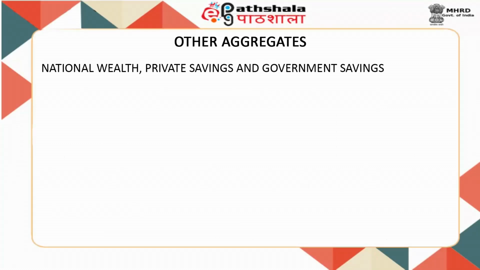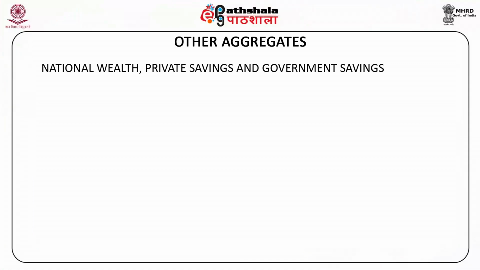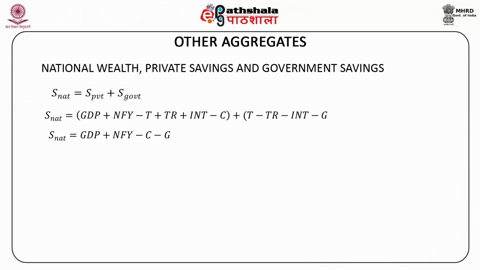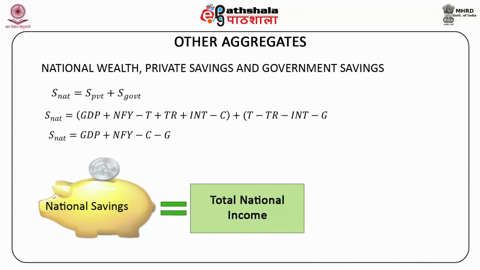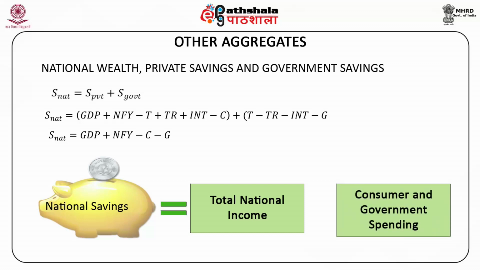As stated above, the national savings are the sum of government and private savings. Therefore, the national savings can be written as private savings plus government savings. That is GDP plus NFY minus C minus G. This equation illustrates that the savings in a nation are equal to the total national income, both domestic and net foreign income from abroad, minus spending by the consumers and the government.